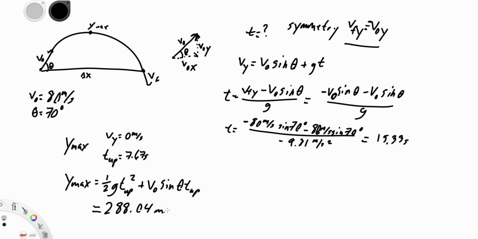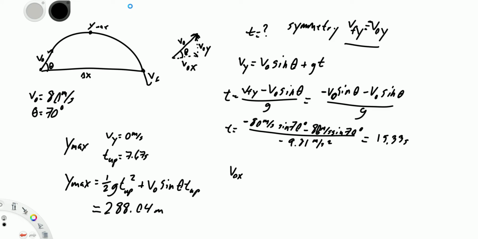288.04 meters. Alright, and then one last part. If we're looking at the maximum range, it is our V naught x, so this right here, and the total time. So V naught in the x direction.